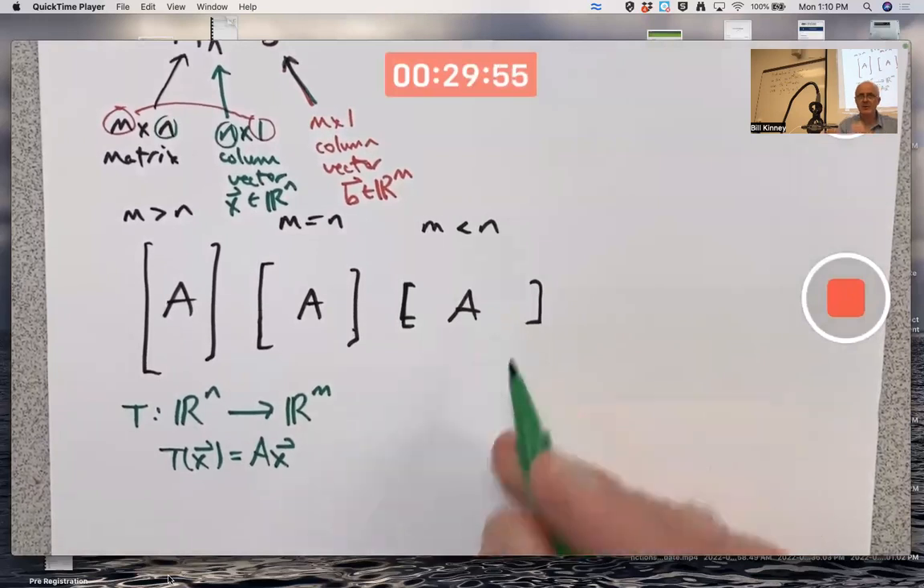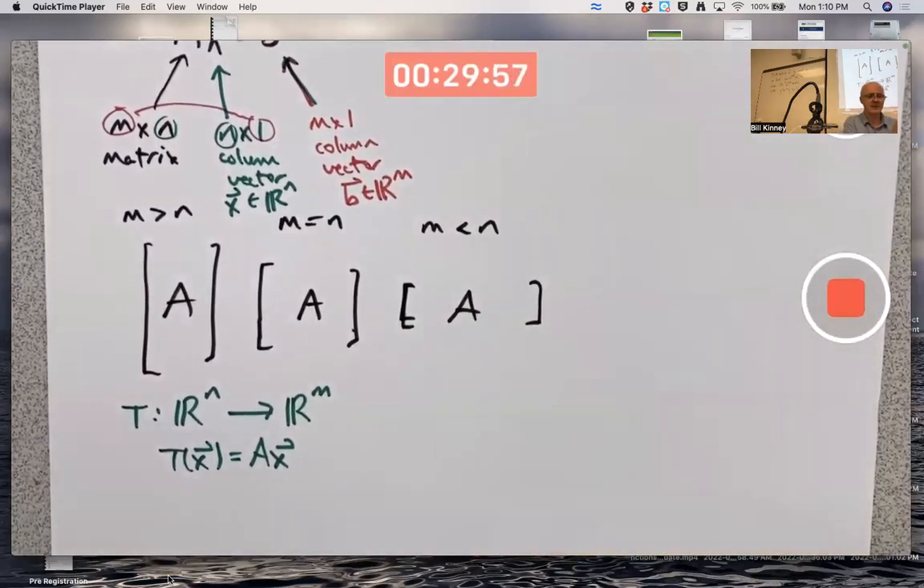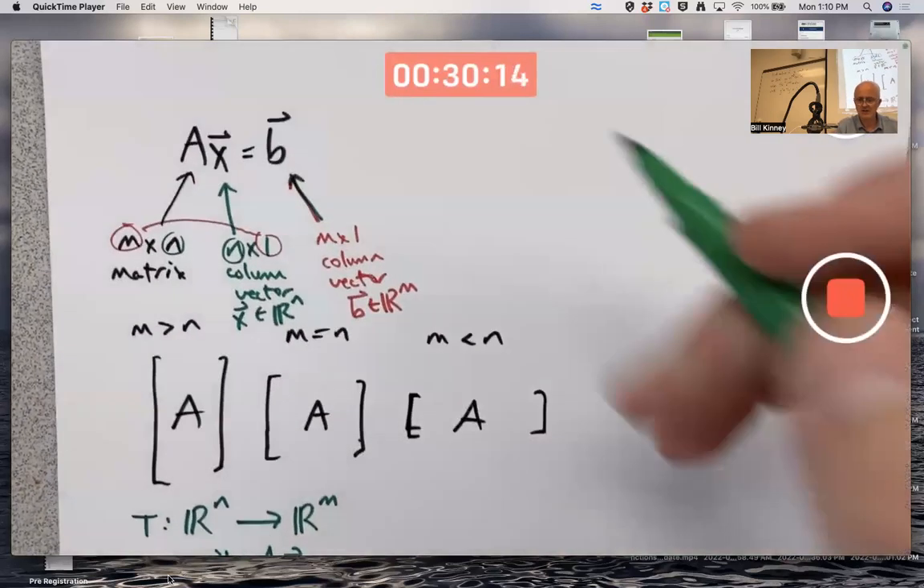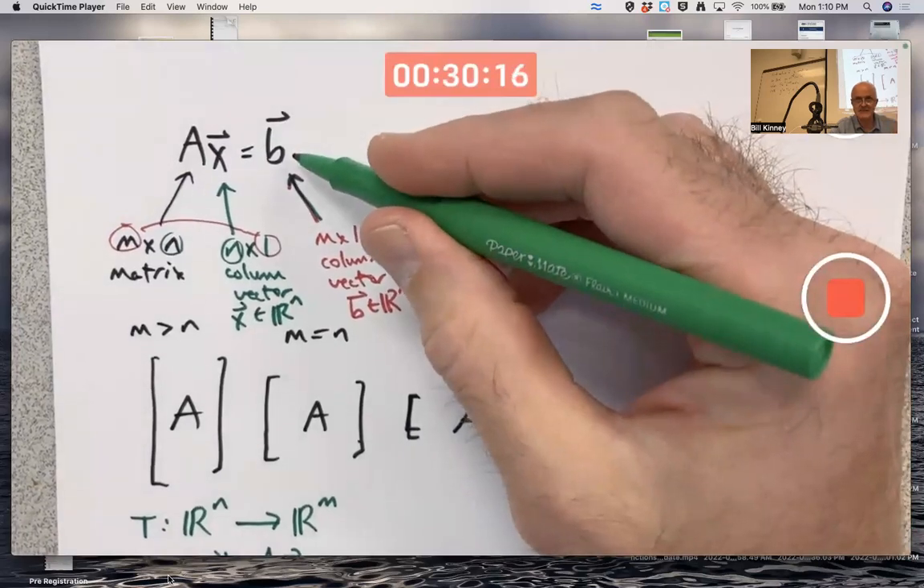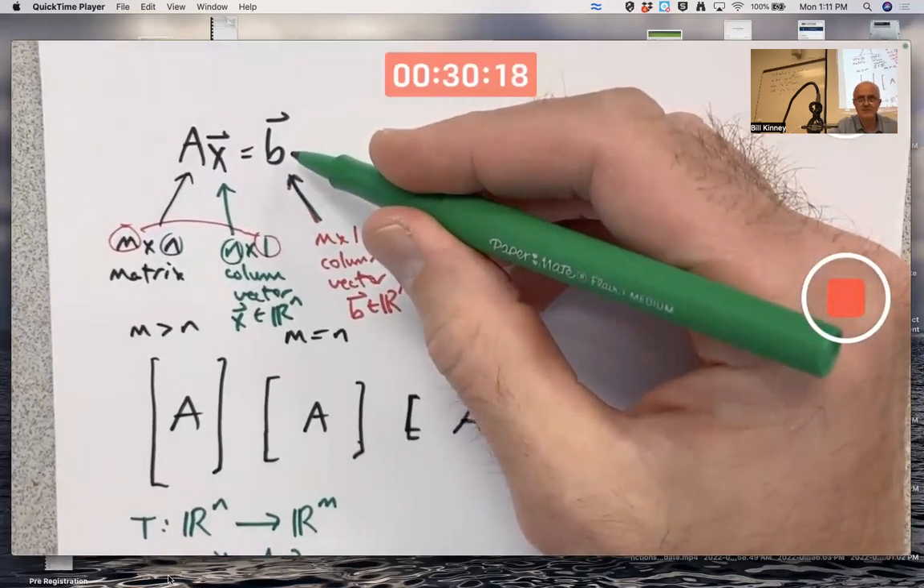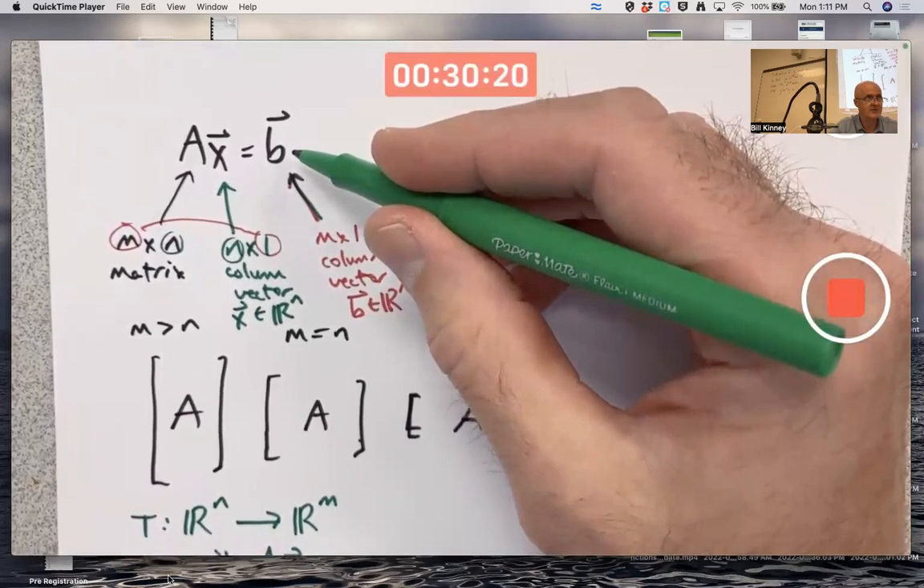N is bigger than M. You're going from a large dimensional space to a small dimensional space. Intuitively, some collapsing is going on. There's no way for such a thing to be 1-to-1. If you solve the corresponding system, there will be free variables. The kernel of the corresponding homogeneous system, if B is 0, will be non-trivial, more than just the 0 vector.